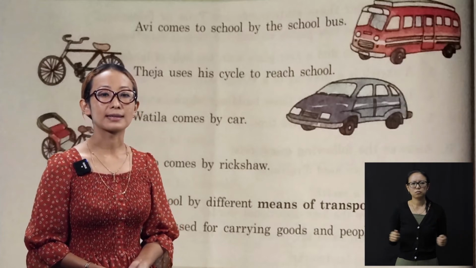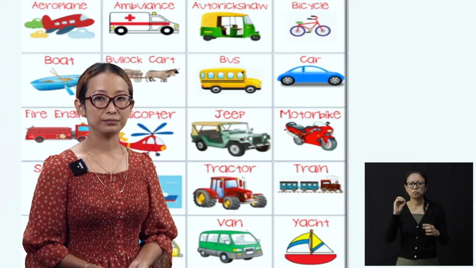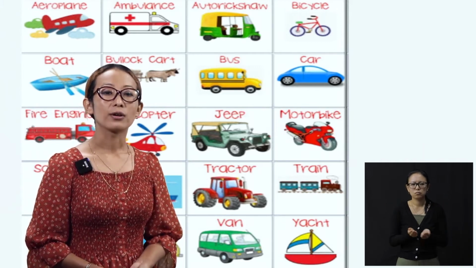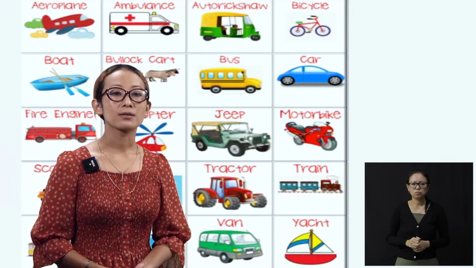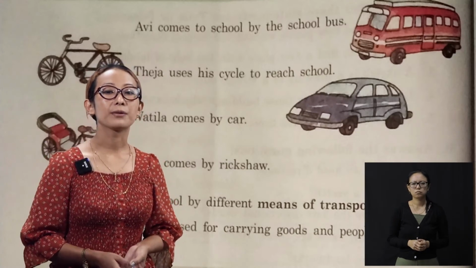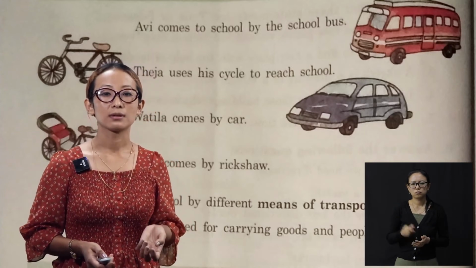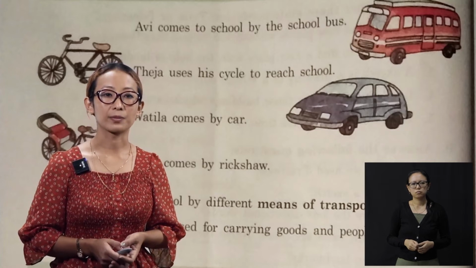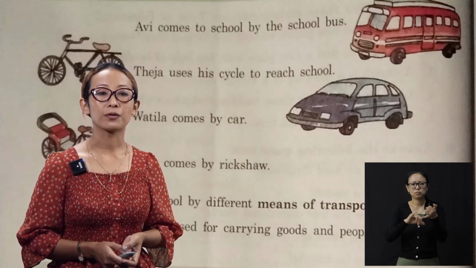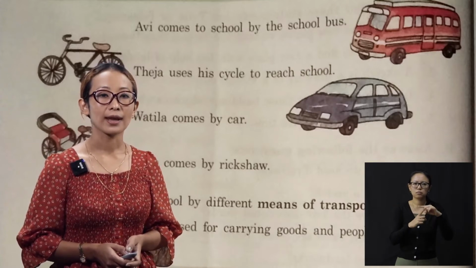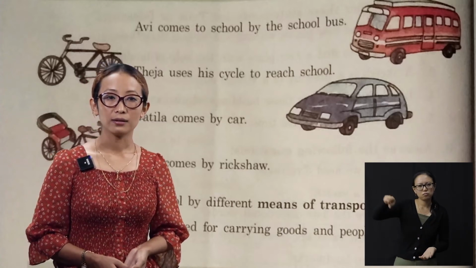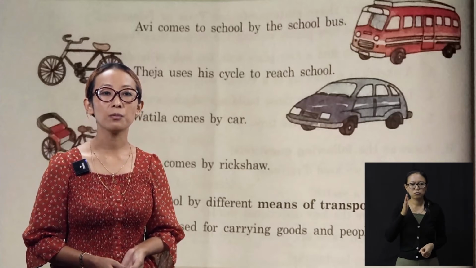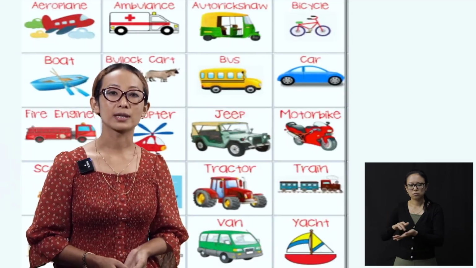And what is a means of transport? These are the different vehicles such as an auto rickshaw, a bicycle, a bus, a car, a boat, an aeroplane, a train, or even a van. These different vehicles that carry us, or that carry goods and people from one place to another place, are known as a means of transport. Those vehicles such as a bus, a car, a train, a rickshaw, or a scooter, that help us to reach from one place to another, are known as a means of transport.